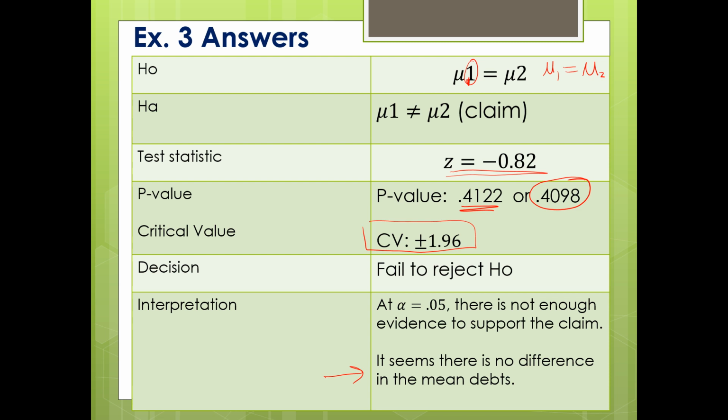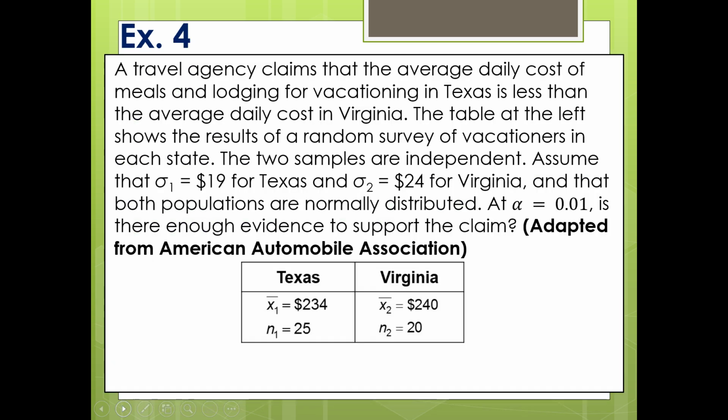So we're on example 4 now. Example 4 says a travel agency claims that the average daily cost of meals and lodging for vacationing in Texas is less than the average daily cost in Virginia. Again, we're talking average, so we're dealing with a mean question.